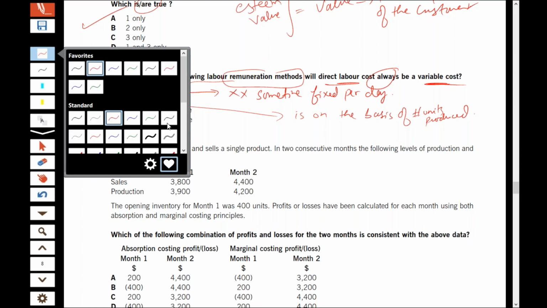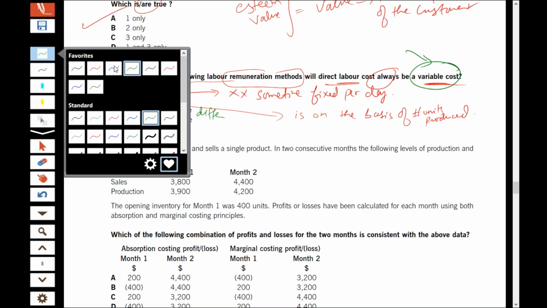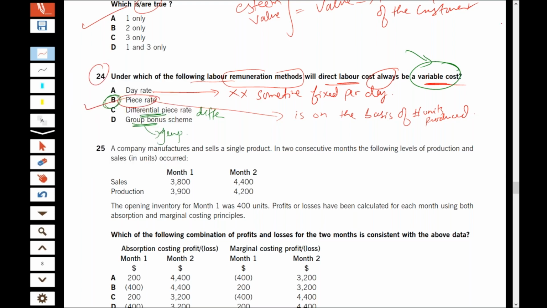Differential piece rate, as its name implies, it's a different rate. And group bonus depends on the group efforts. Always variable is piece rate only. It will always be the case.